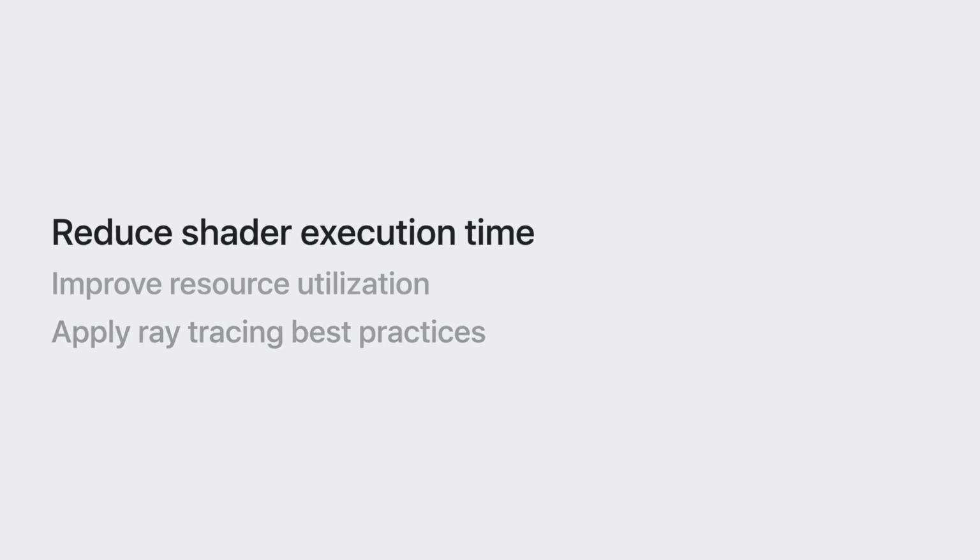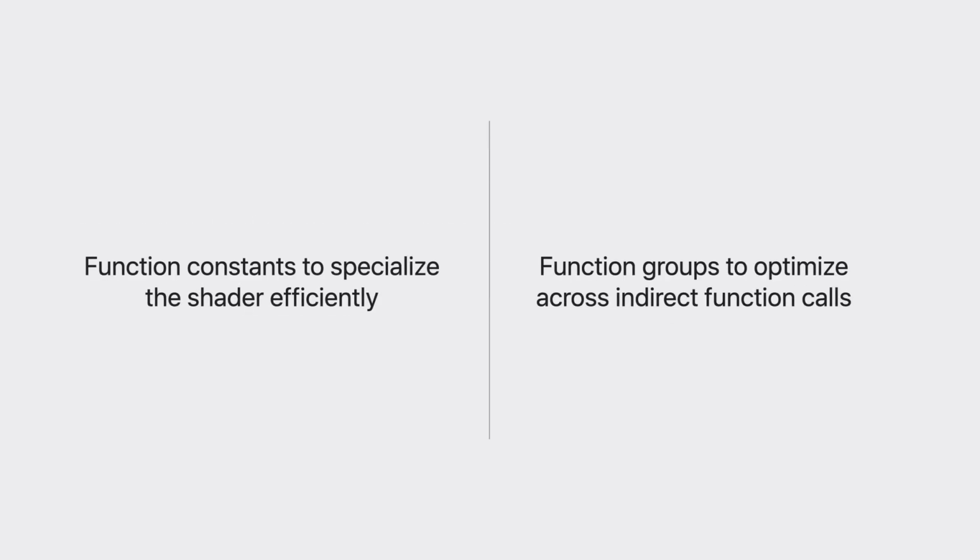Metal has several features that can minimize the shader's runtime, including function constants, which can efficiently specialize a shader, and function groups, which can optimize shaders using indirect function calls. The Metal function constants feature specializes the shader efficiently and removes the code that isn't reachable at runtime. For example, Uber shaders typically benefit from function constants.